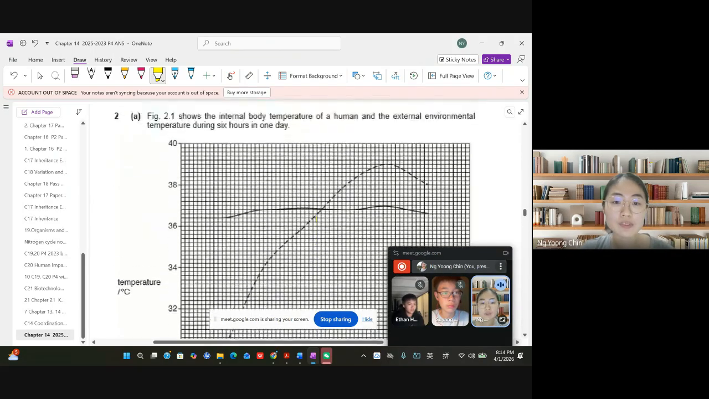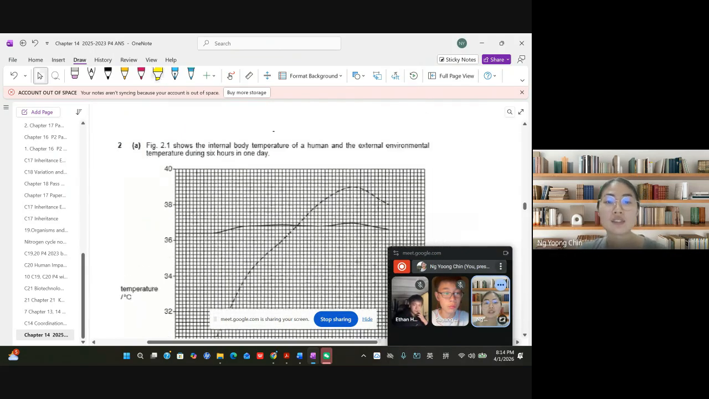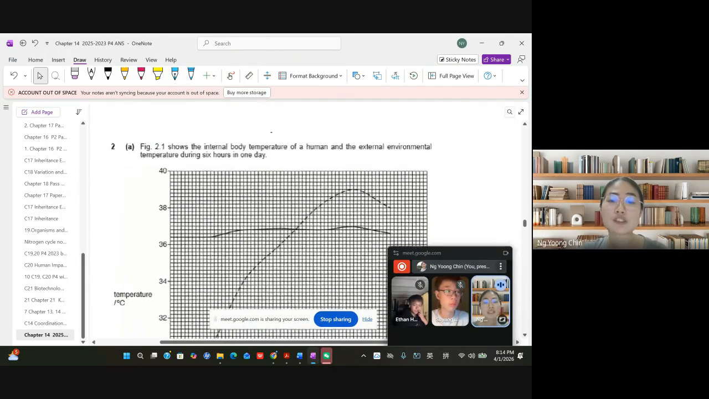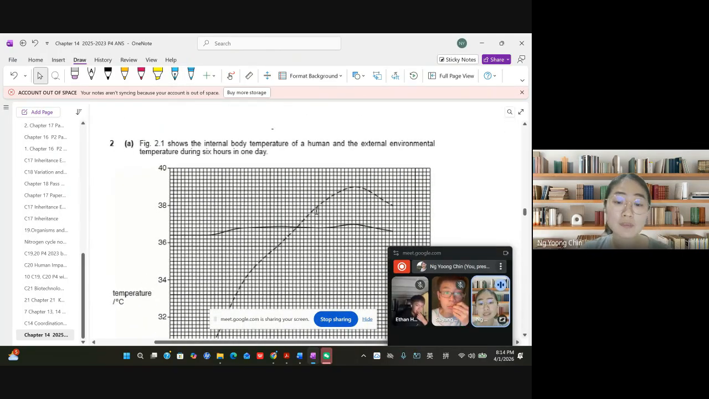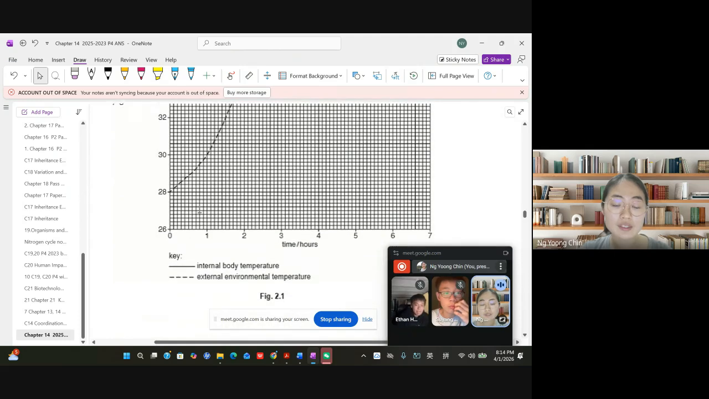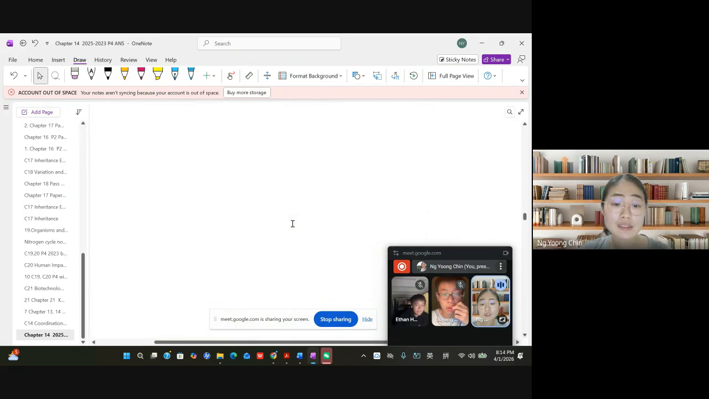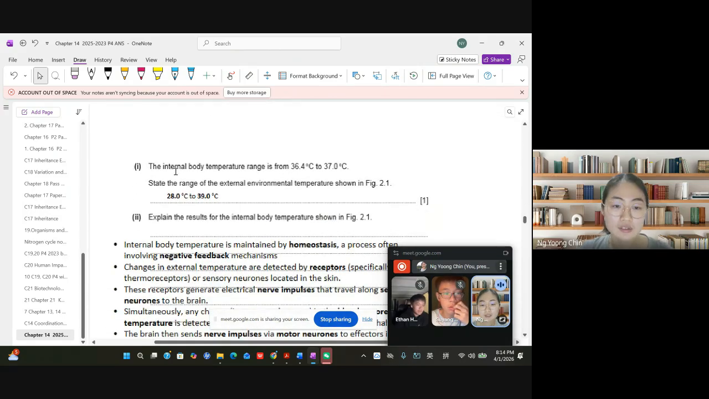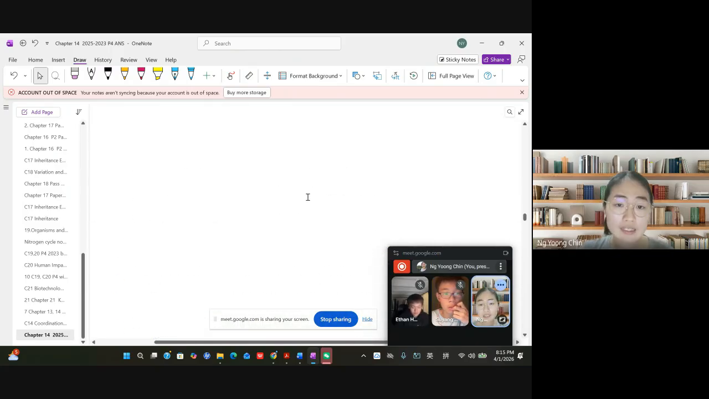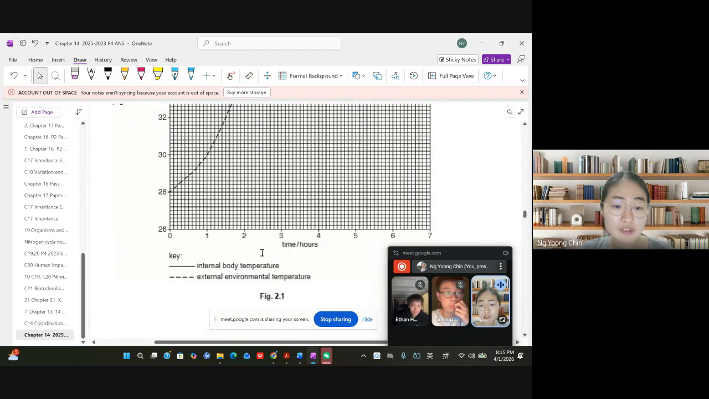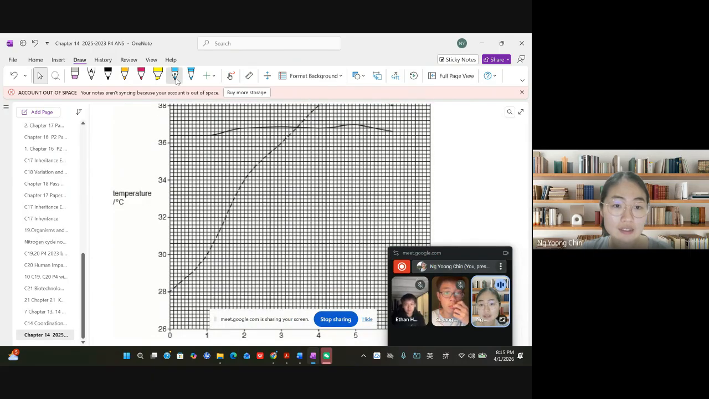And then for this one, 2024, it shows the internal body temperature of a human and the external environment during 6 hours in a day. So here's a graph of the internal and external environment temperature, and you can see there are 2 curves. The question asks: the internal body temperature range is from 36.4 to 37, and then state the range of the external environment temperature. So where is the external environment temperature? Which is this one, this curve.